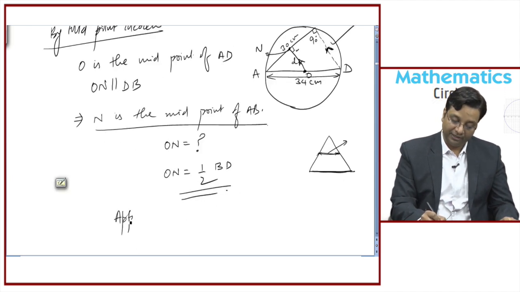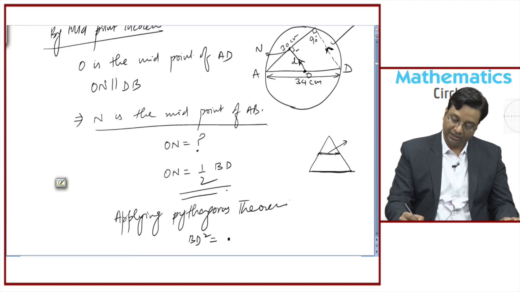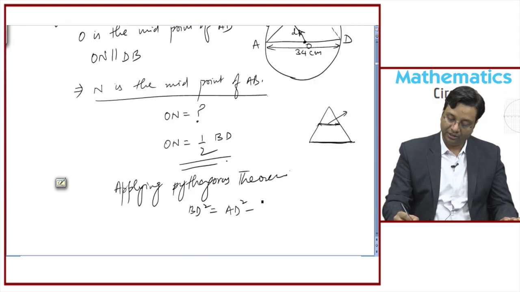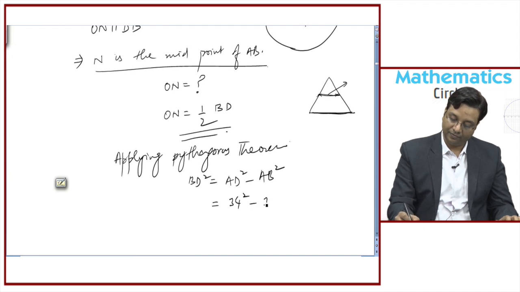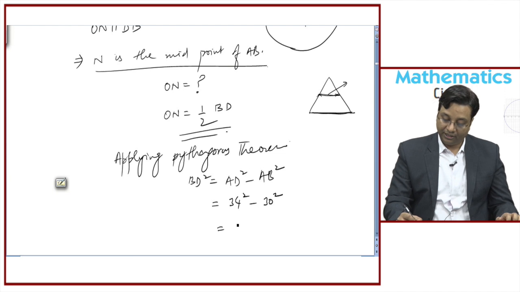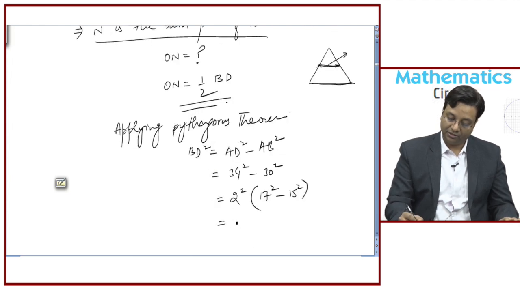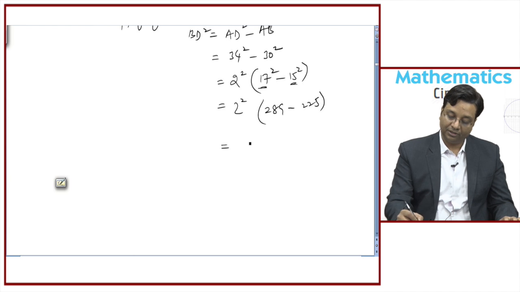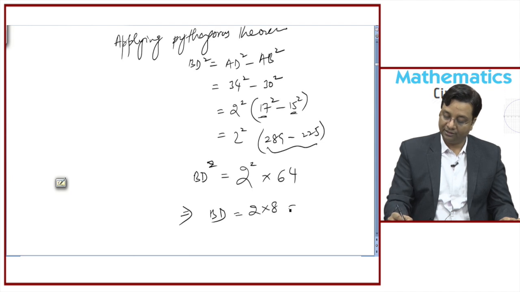I'll apply Pythagoras theorem. Applying Pythagoras theorem, BD square is equal to AD squared minus AB square, which is 34 square minus 30 square. So what you can do here is take 2 square separate, and inside you'll have 17 square minus 15 square. So this is 2 squared, and this one is 289 minus 225. So this is equal to 2 squared into 64, right? So BD is equal to 2 into 8, that is 16.